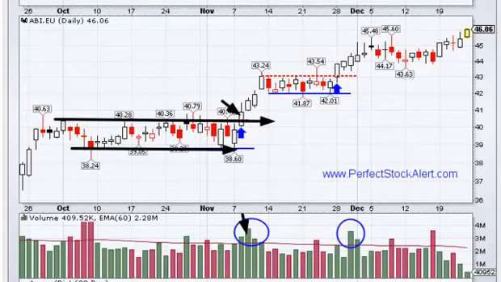Now there's one key element here that will actually get a lot of guys to miss these opportunities, and that is that they will rely too heavily on their oscillators like the slow stochastic or the Williams %R. So let me show you that right quick.